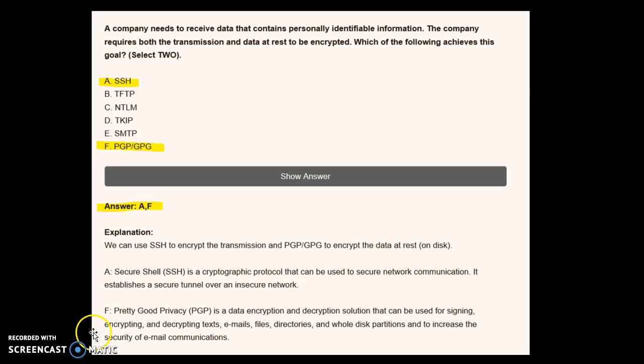Pretty Good Privacy. Kind of sounds funny. It is a data encryption and decryption solution that can be used in signing and encryption, for encrypting text, emails, files, directories, and whole disk partitions, and to increase the security of email communications.